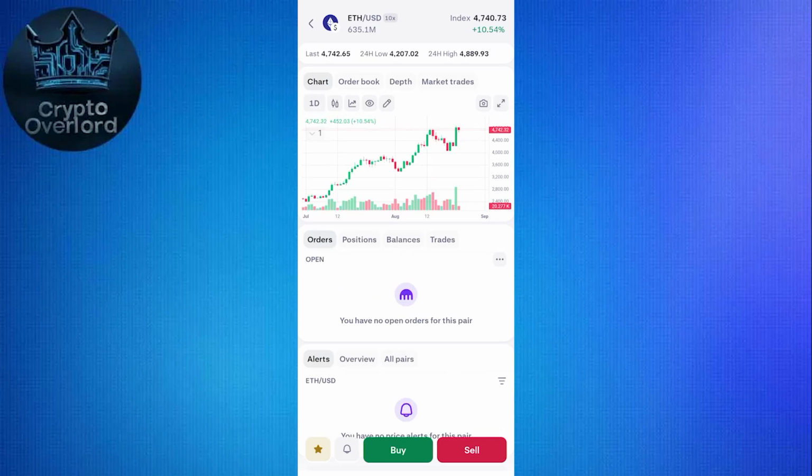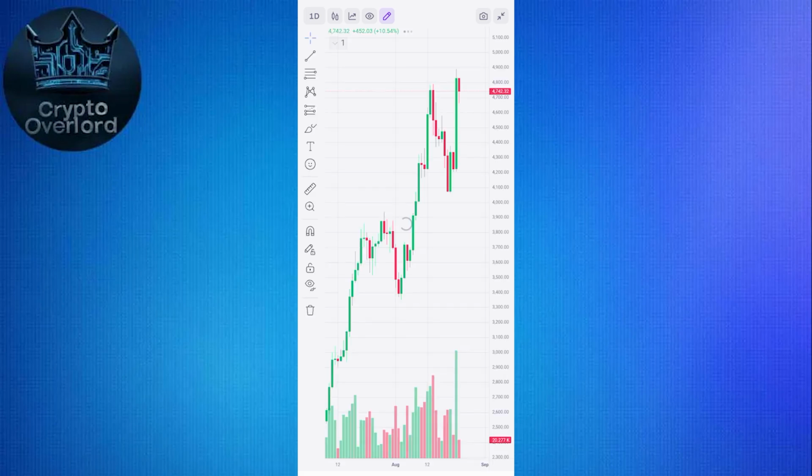Then choose whether you want to buy, going long, betting the price will rise, or sell, going short, betting it will fall. Once your leveraged position is live, the app will show you important details like your equity, margin level, and liquidation price. The liquidation price is critical because if the market moves against you enough that your collateral no longer covers the loan, Kraken will automatically close your position to prevent further losses.